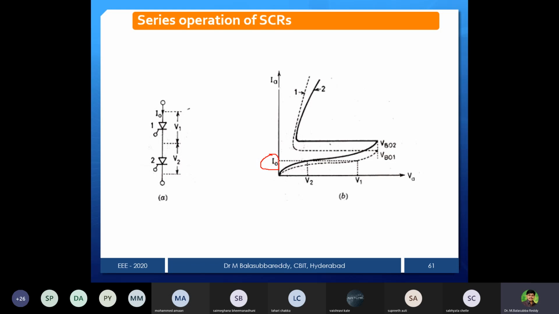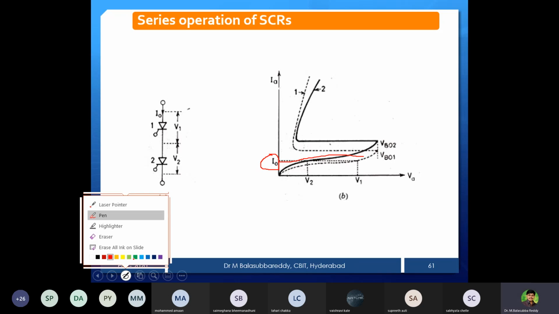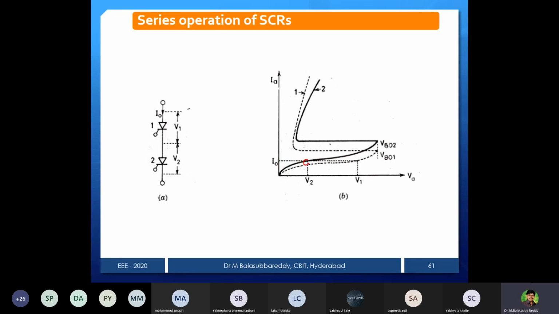If I draw a horizontal line, the I0 line, then what we notice here is that this point on the thick line is SCR2, and this dotted point is SCR1. By observing this plot, what is the observation? V1 is more voltage, V2 is less voltage. Actually, both have to share equally. SCR1 and SCR2 voltages must share equally. But due to some problem, I will explain that problem.